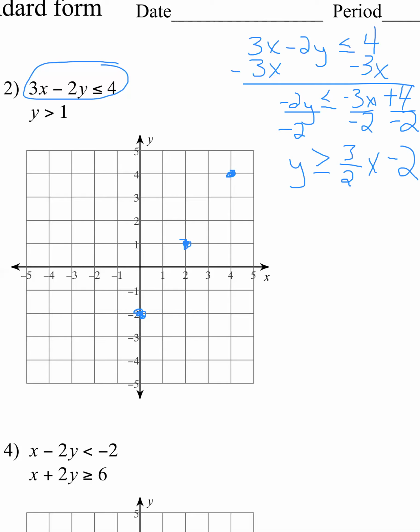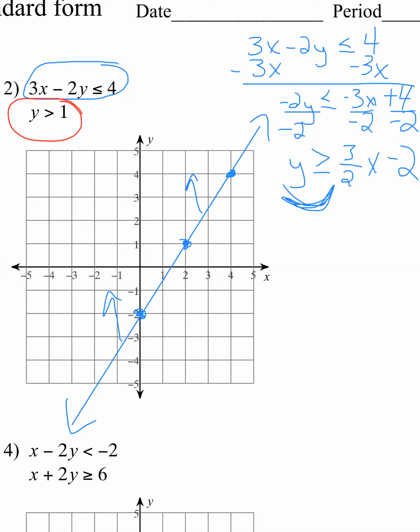This is getting connected with a solid line. Oh, yes, I'm getting better. And where would I shade? I'm going to read right here: y is greater than. So I want to be above this blue line. Okay, and now let's switch to red for this one.